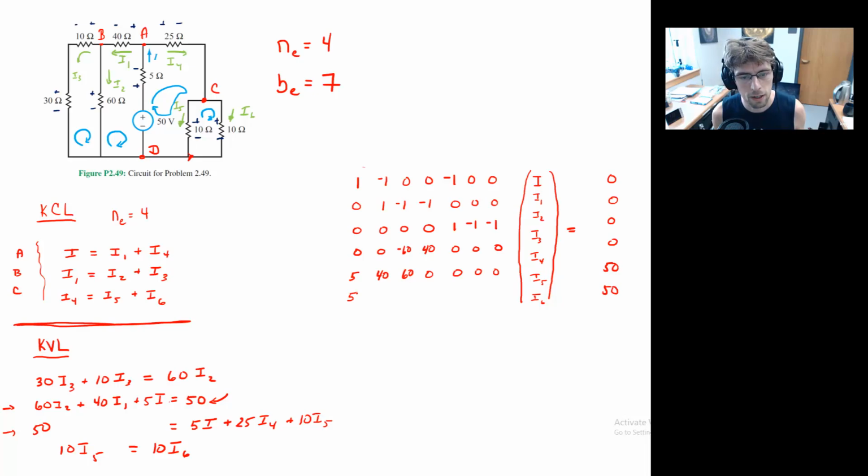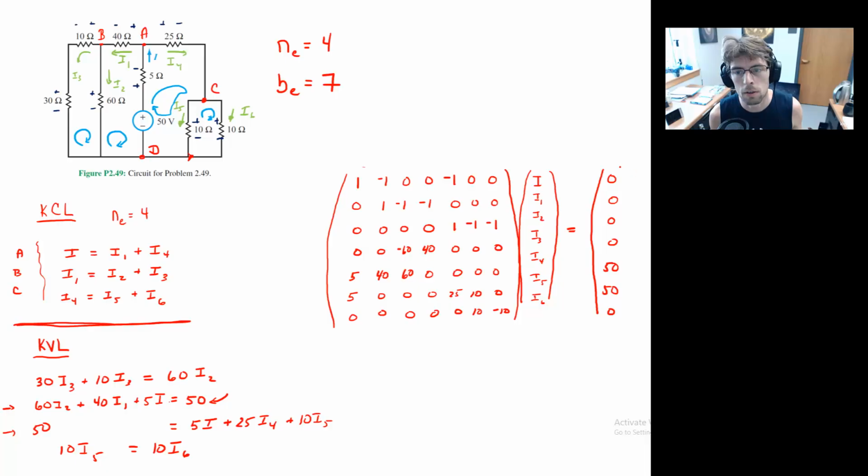And again, 5, no I1, no I2, no I3. 25, I4, 10, I5, and 0, I6. And then the last one, we have 10, I5, and negative 10, I6. And so now we have successfully written our coefficient matrix. We have our B matrix, if you will. And now we sub and solve.